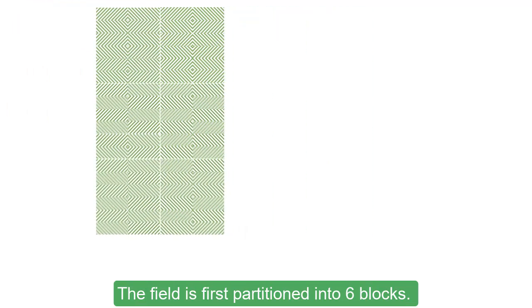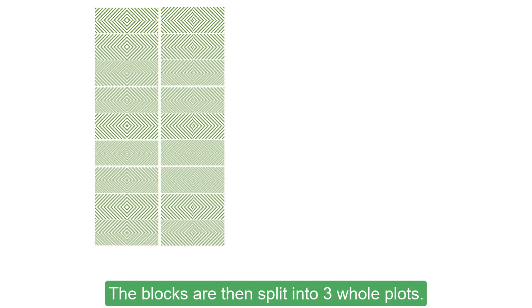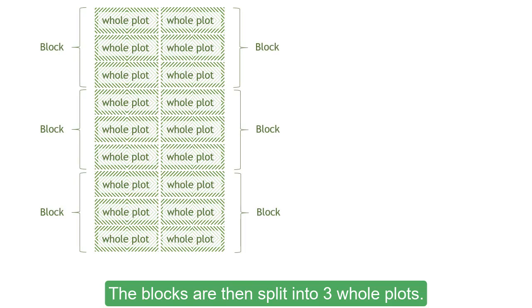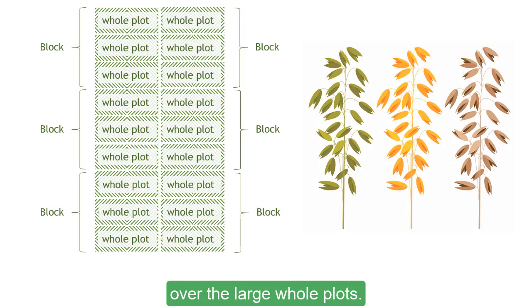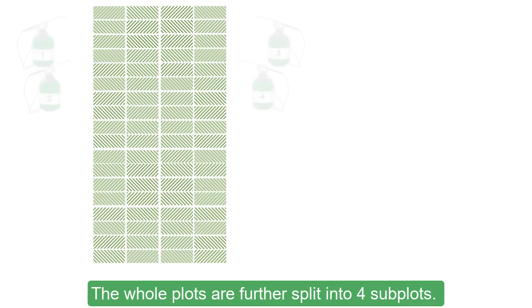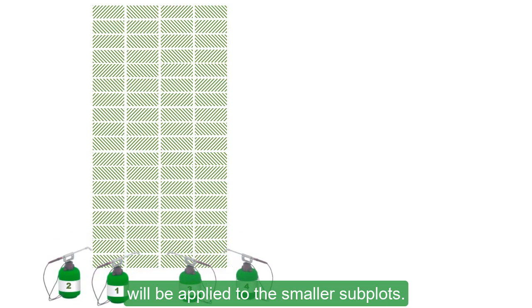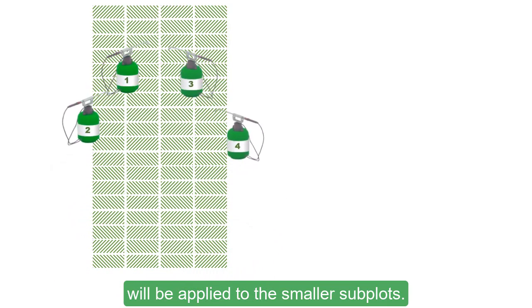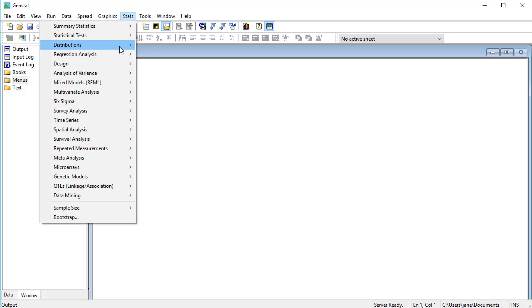The field is first partitioned into 6 blocks. The blocks are then split into 3 whole plots. The 3 oat varieties will be sown over the large whole plots. The whole plots are further split into 4 subplots. The 4 nitrogen levels will be applied to the smaller subplots. Here's how we generate this split plot design.